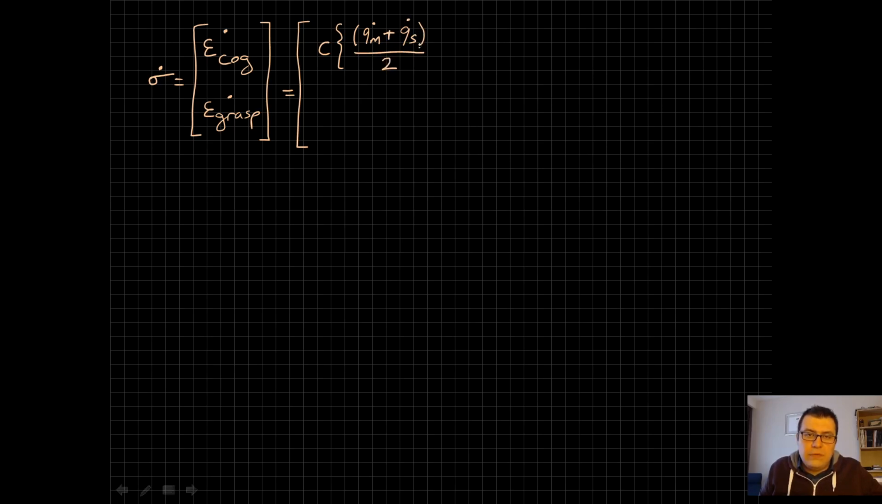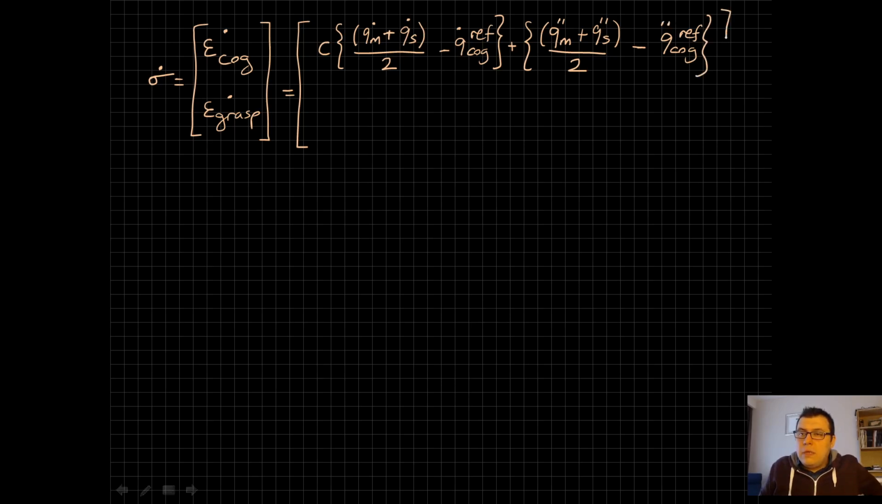So remember, we were differentiating the error. Minus Q COG reference dot, plus Qm double dot plus Qs double dot over 2, minus Q COG reference double dot.